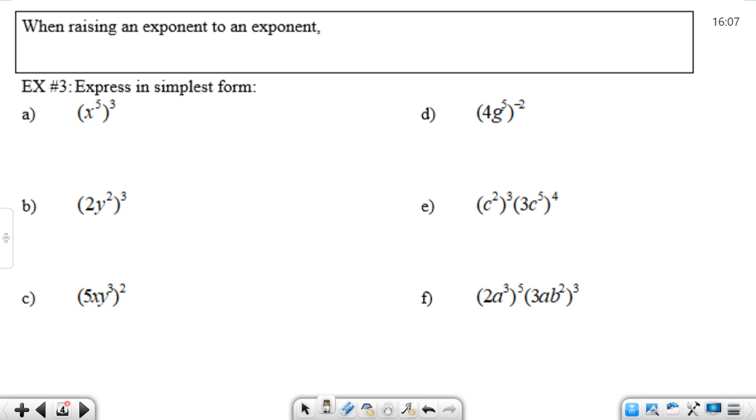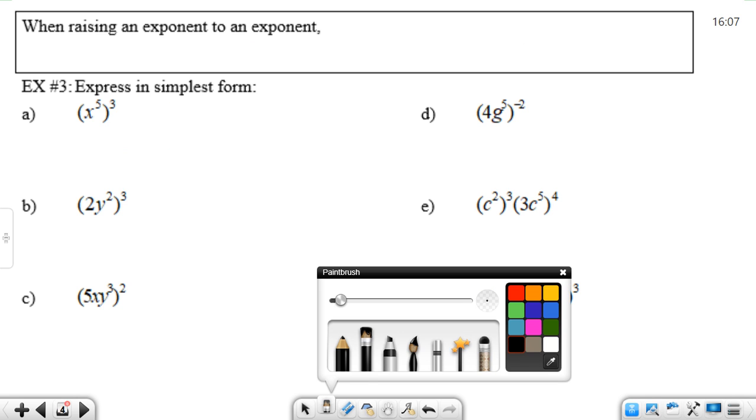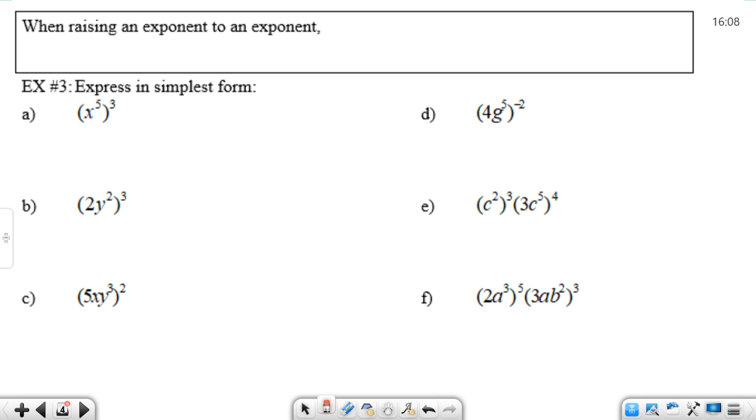All right, let's move on. So we've got another rule here for us. We've done multiplying like bases, we've done dividing like bases, and now we're going to take a look at raising an exponent to an exponent, or taking a monomial and raising the whole thing to another exponent. So guys, when raising an exponent to an exponent, the rule of thumb is to multiply the exponents. We're going to multiply the exponents.